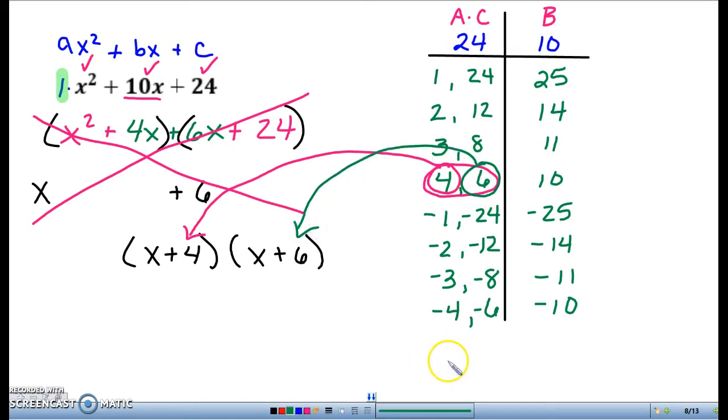The reason I went through the whole factoring by grouping method is we are going to have to use that if our leading coefficient, our a, is a number other than 1. Then you've got to have whatever method you're going to use to factor once you put your t-chart together. Some people like to factor by grouping. Some people like to factor using a box method, and there's all kinds of methods out there.